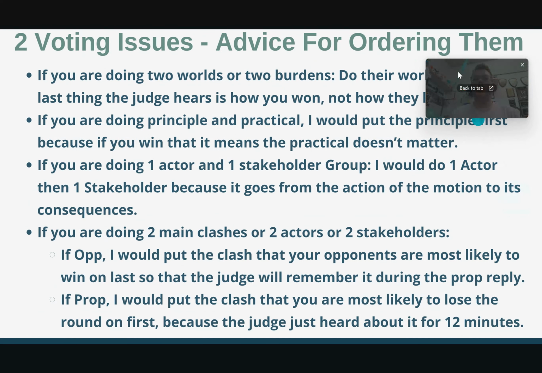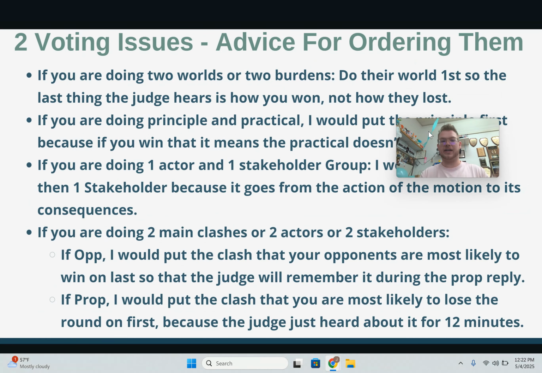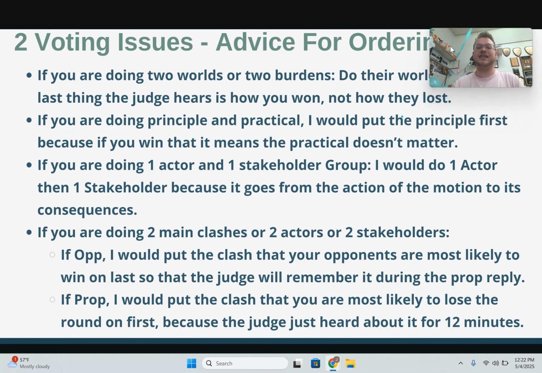So how do you know what issue to put first versus second? Well, if you're doing 2 worlds or 2 burdens, I would put the reasons why the judge is not voting for them first, and the reasons why the judge is voting for you second. So their world or their failure to meet the burden first, and your world or your success in meeting the burden second. Because you want the last thing that the judge remembers to be how you won.